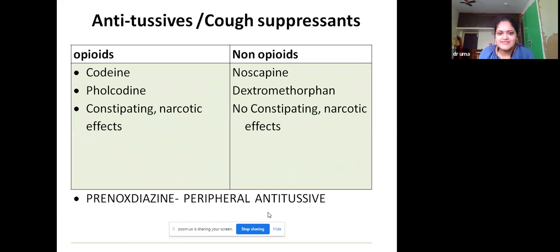So these are antitussives, cough suppressants, that is, they raise the cough threshold and prevent the cough. Opioids and non-opioids: the opioids are codeine and pholcodine, and they cause constipating and narcotic effects. And with non-opioids, it is noscapine and dextromethorphan. There are no constipating or narcotic effects with these non-opioids. And the peripheral antitussive is prenoxdiazine. It acts mainly by desensitizing the stretch receptors in the respiratory system. So the most important thing is that the peripheral antitussive is prenoxdiazine.